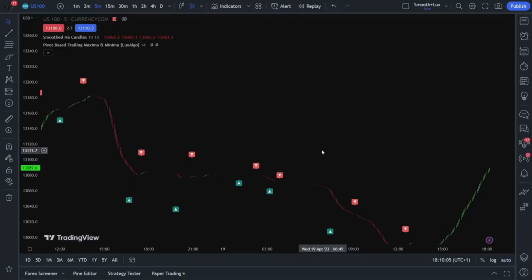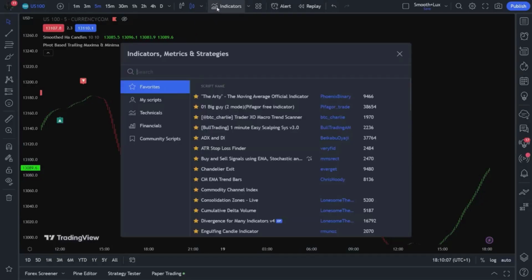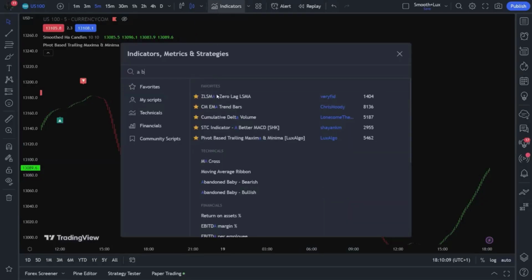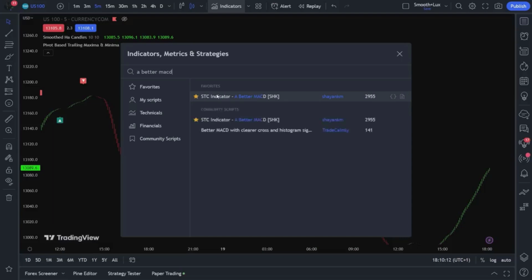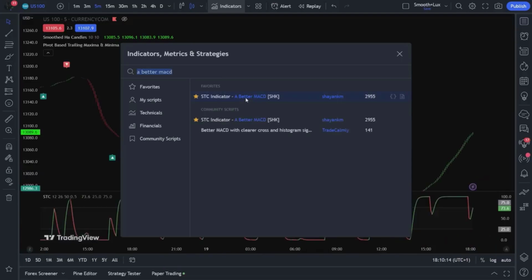I personally would use the STC indicator. To add this to our chart, we want to head over to the Indicators tab and type in a better MACD. Let's choose this one here.